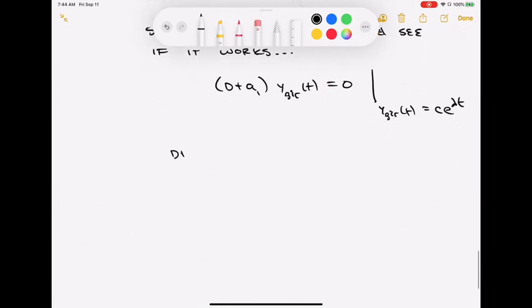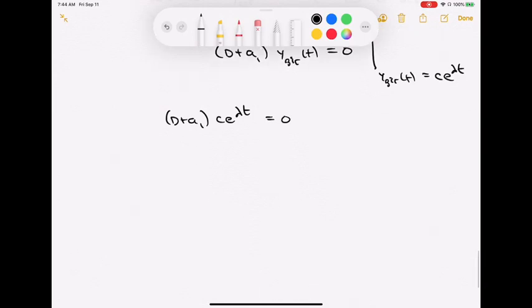So I'm going to plug that in there. I'm going to have D plus a1 acting on c e to the lambda t, being equal to 0. I'm going to do the derivative of c e to the lambda t. I know what that is. That's going to be c lambda e to the lambda t. And then I add to that a1 times c e to the lambda t. That's pretty easy. That's c a1 e to the lambda t. And we're wondering if we can force that equal to 0.